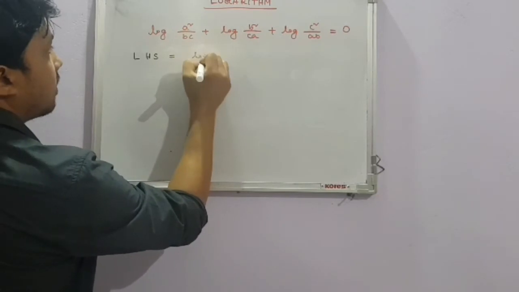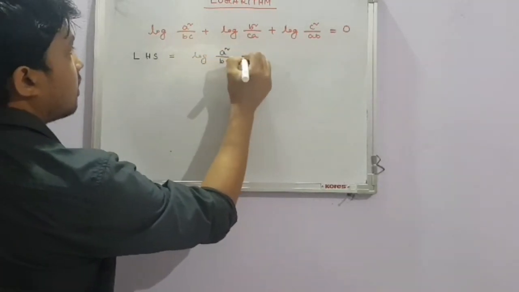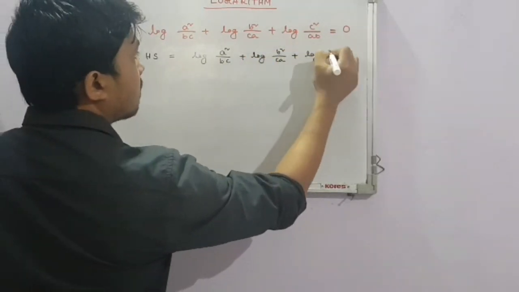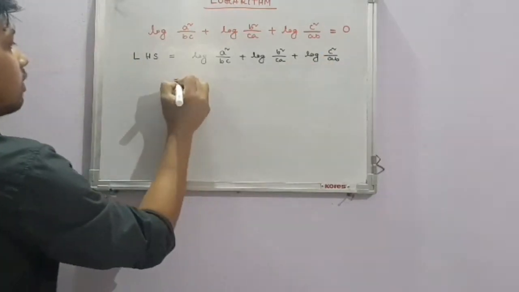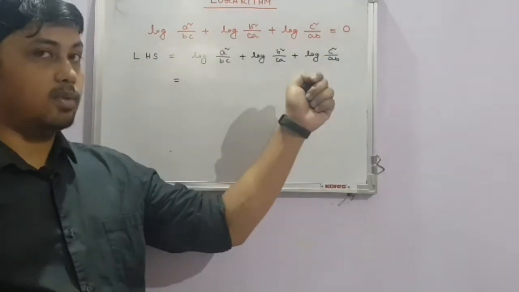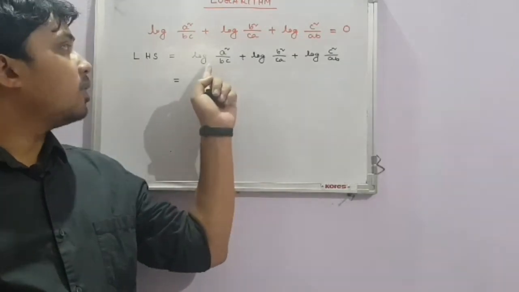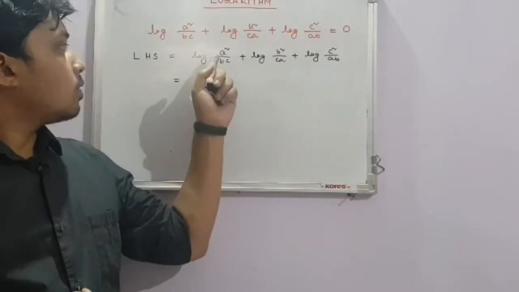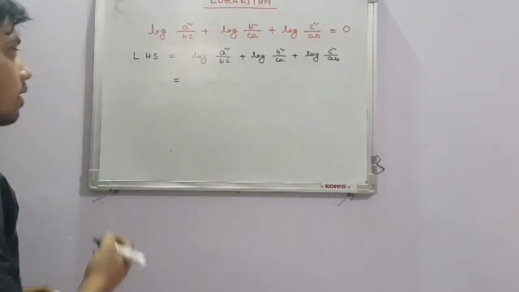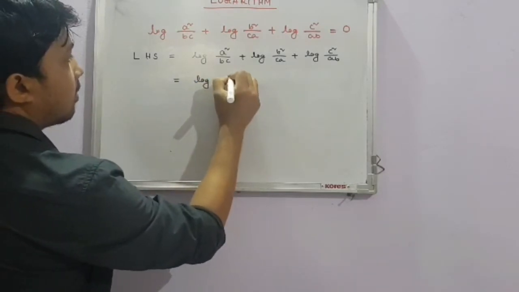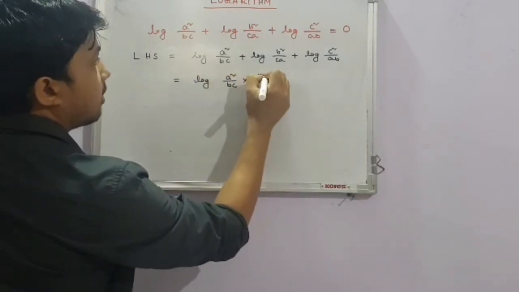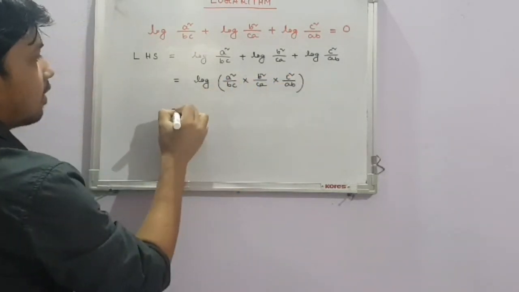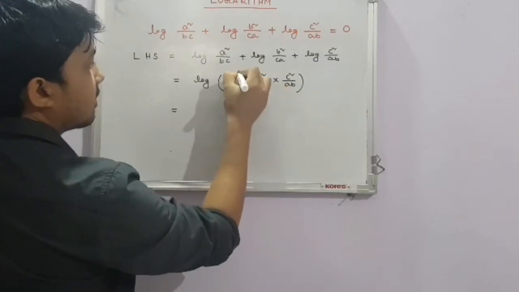So I'll rewrite the left hand side, log of a square by bc plus logarithm of b square by ca plus logarithm of c square by ab. All of them have a common base. What is the base? Can you tell me the base? If I don't write anything over here, the base is automatically 10. Yes, you guessed right. So if the bases are the same, I can combine all these terms and I have to multiply them, like this.